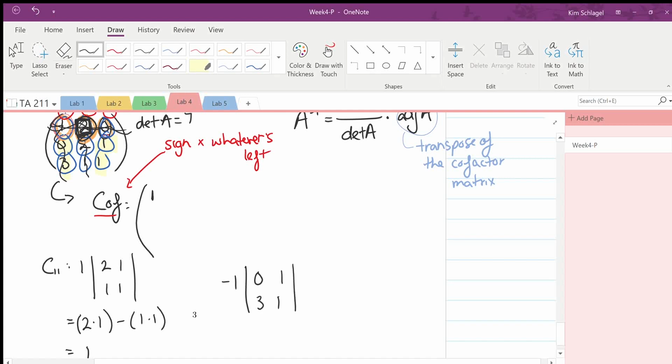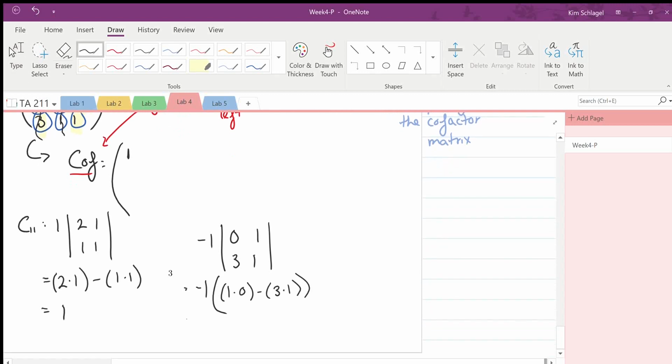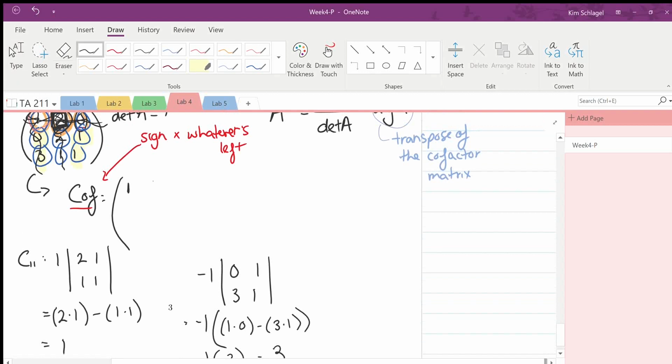If we do this one out, we have -1 times (1 times 0 minus 3 times 1). So we end up with -1 times -3, and that equals 3. So our next entry in the cofactor matrix is 3. And we're going to continue on this same way.